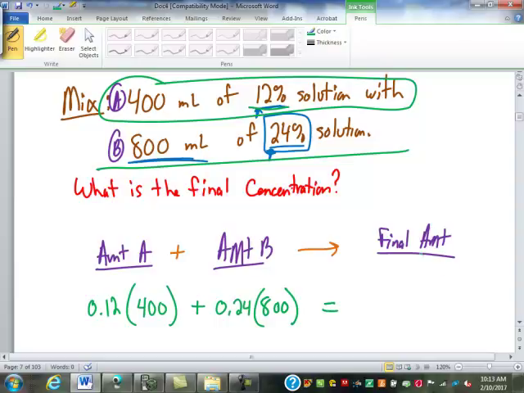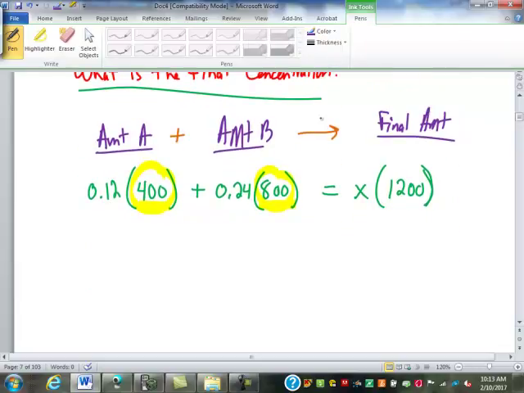Do we know the concentration of the final amount? No, that's what we're looking for. So that's going to be X. Do we know the amount of the final amount? Yeah, we're combining 400 milliliters and 800 milliliters. Our result, we're expecting to get 1,200 milliliters. So now we have an equation written out here that we can solve for X.